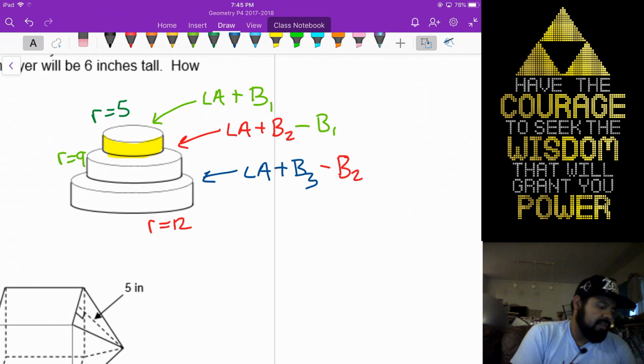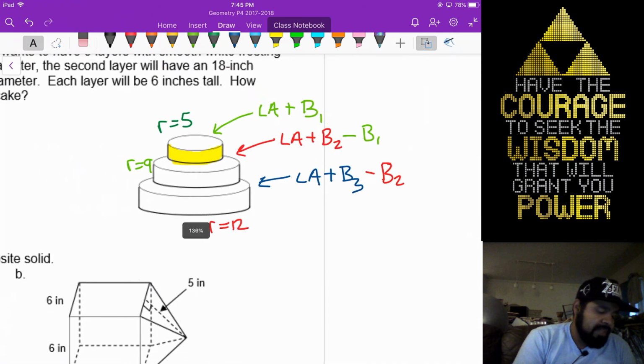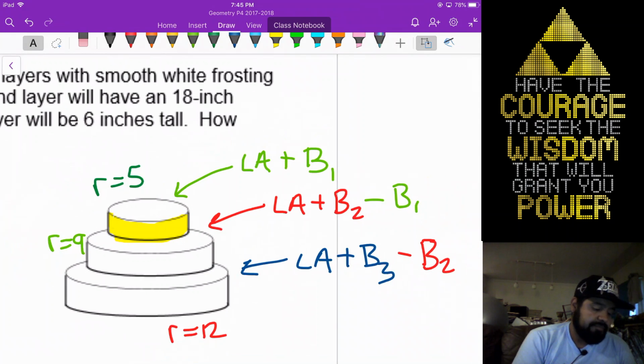Yeah, we can go over number 5 just in case. I need sleep. Okay, so for the first part, lateral area plus base 1.